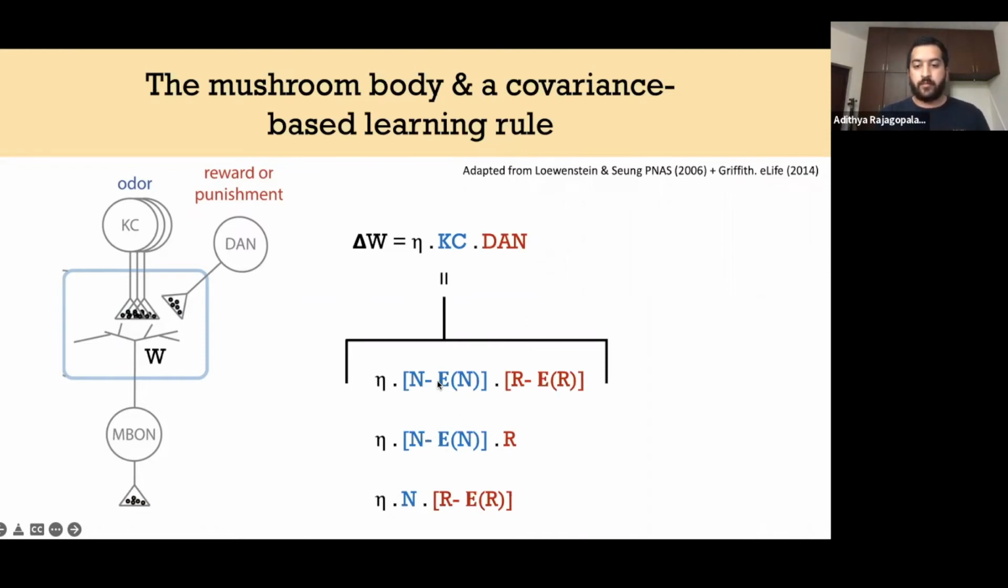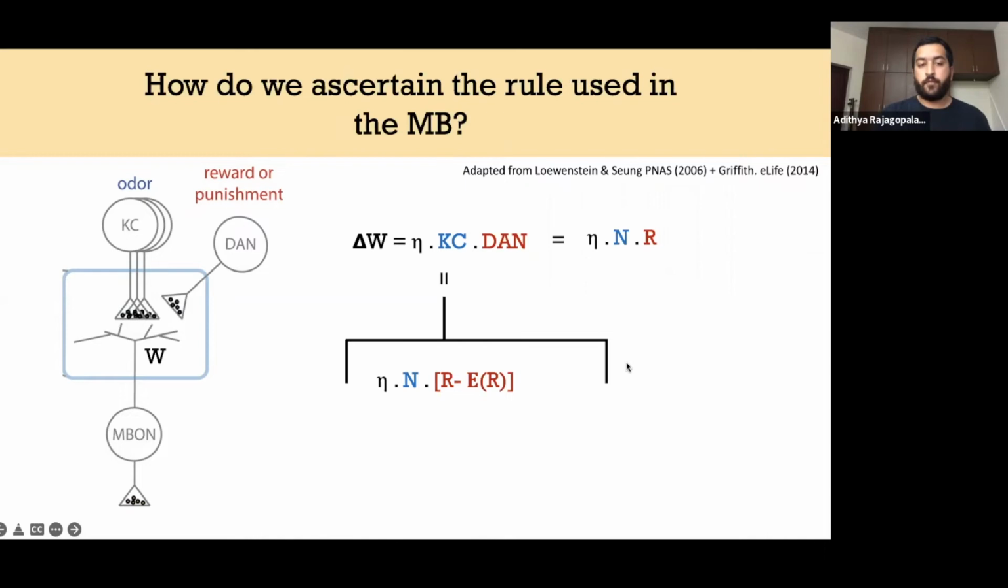But we know, for example, that the Kenyon cells don't have a zero mean response to odors. They have a non-zero response to odors. And even with adaptation over time, these Kenyon cells still are activated by odors. So we thought we could rule out these first two potential examples and focus in on this R minus ER times N rule. The difference between a covariance-based rule as determined by Lowenstein and Sung and a non-covariance-based rule is this R term.